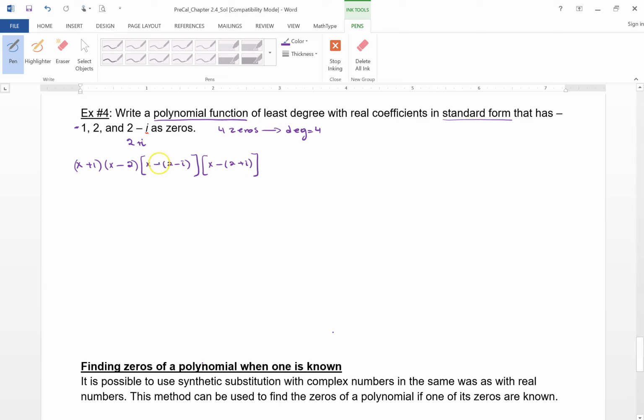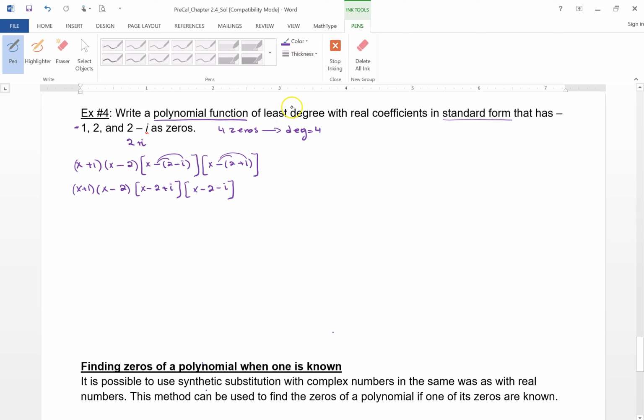Now, let me distribute the negative here and here. So the first two factors don't change. But here I get x minus 2 plus i, x minus 2 minus i. Now, x plus 1, x minus 2, x minus 2 plus i, and so on.